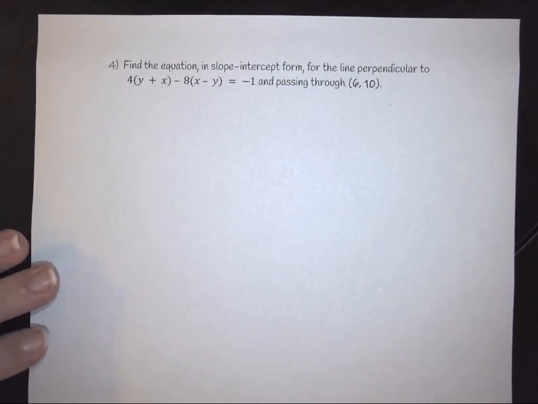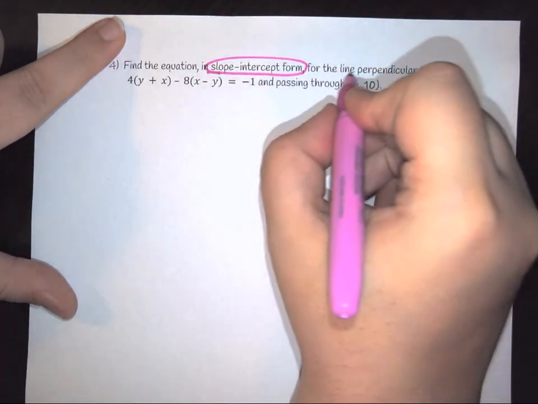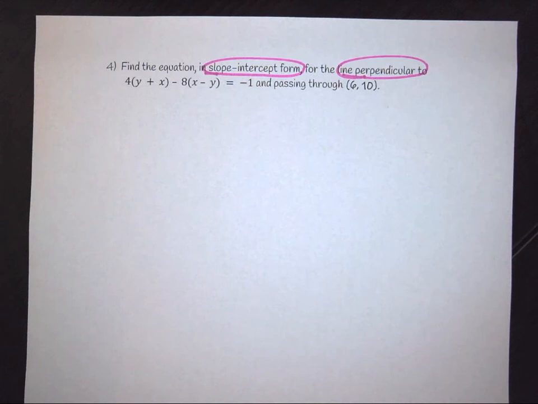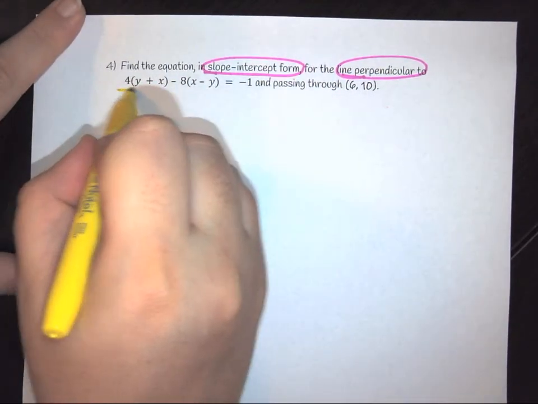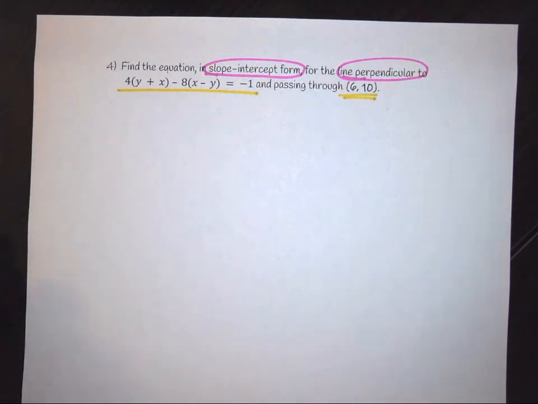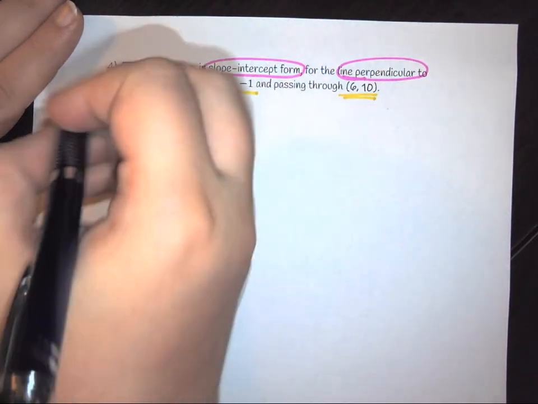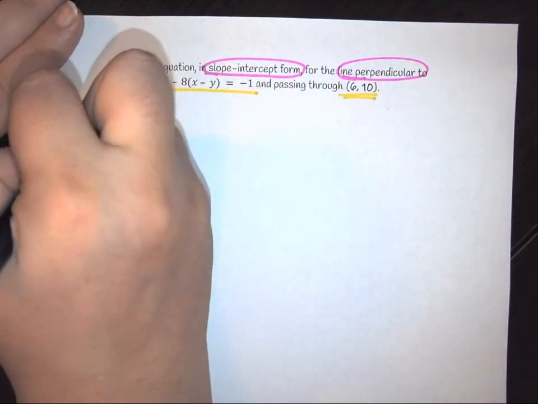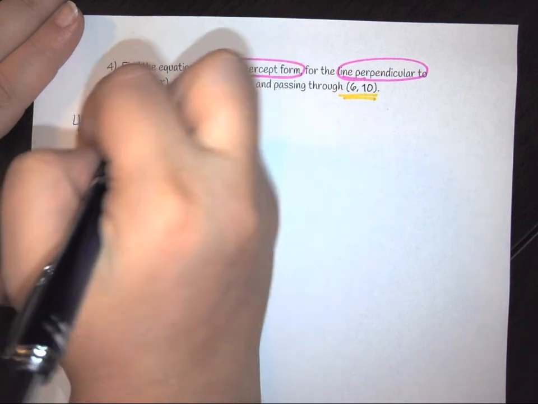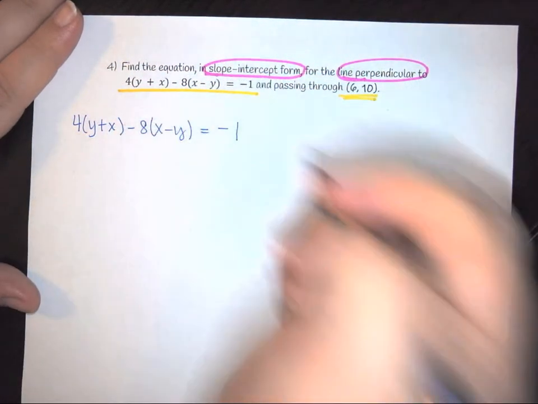So if we look closely at this one here, notice again we want slope-intercept form, but we are asking for perpendicular. Again, we have given an equation to start with, which is this equation here, and we're giving a coordinate point. So we are going to run this the exact same way that we just did the other. You have to start with the line you've been given, so that's 4 times the y plus x minus 8 times the x minus y equals negative 1.